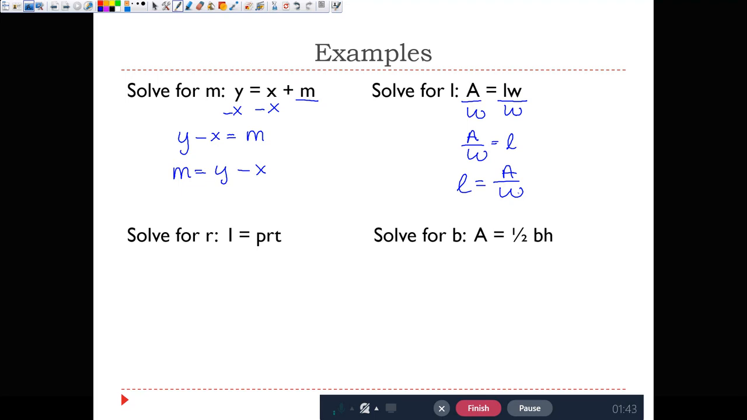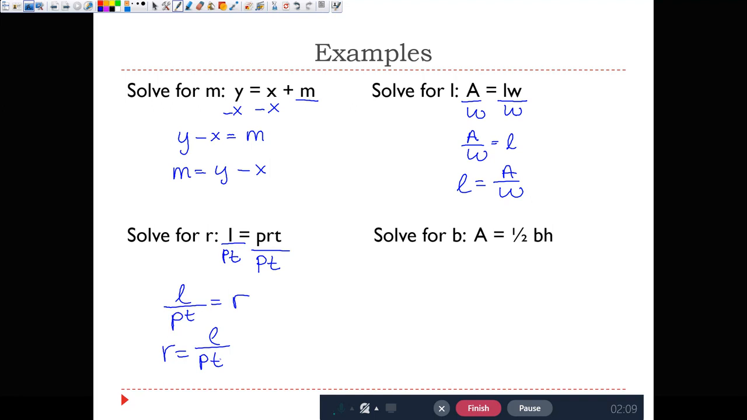In this equation, I'm solving for R. Right now, there's a P and a T being multiplied by R, so the opposite operation would be to divide. So I'm going to divide by P and T. Whatever you do to one side of your equation, you have to do to the other side. So I'm going to have L over PT equals R, or R equals L over PT.